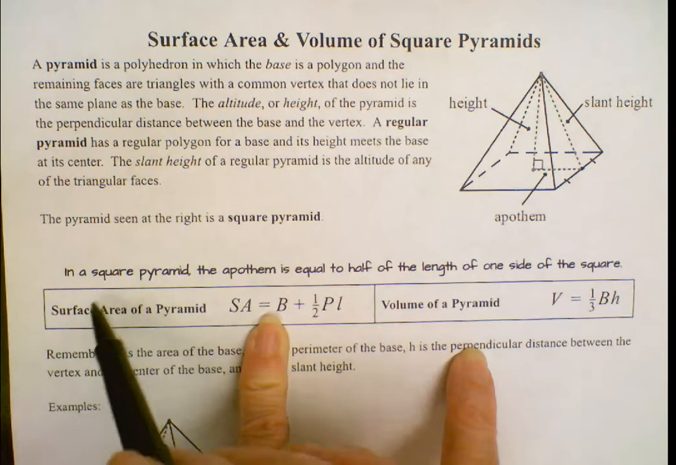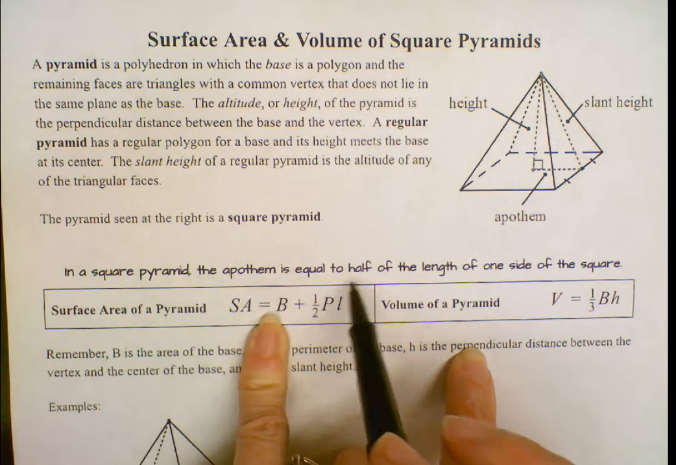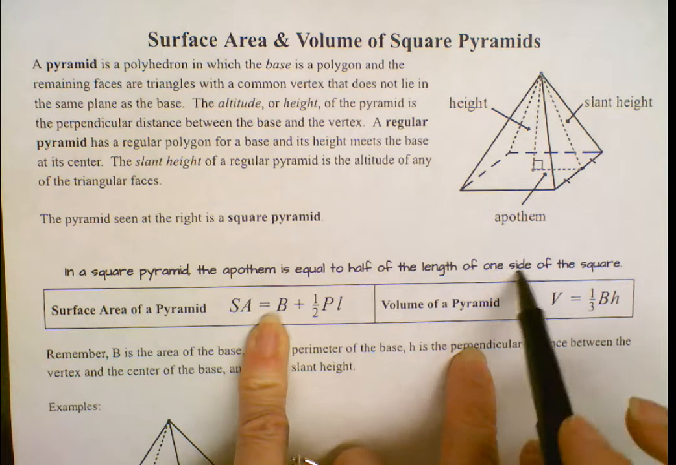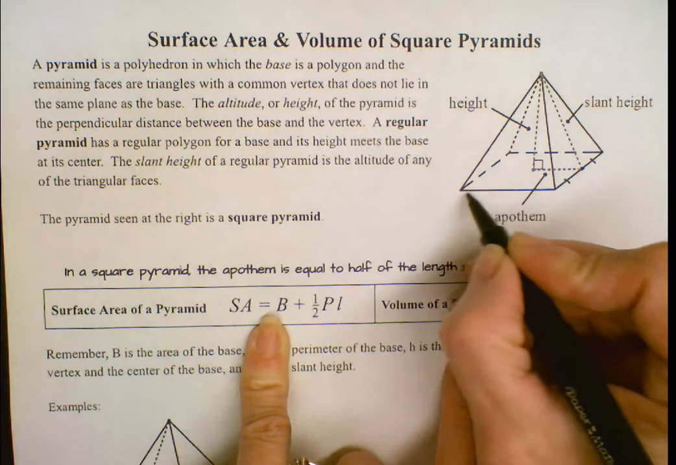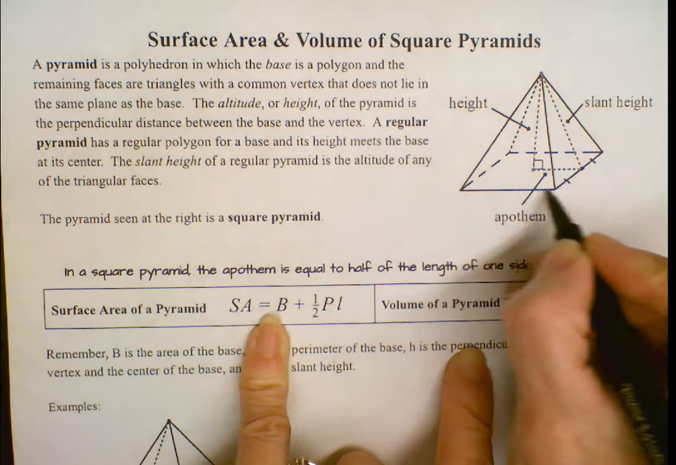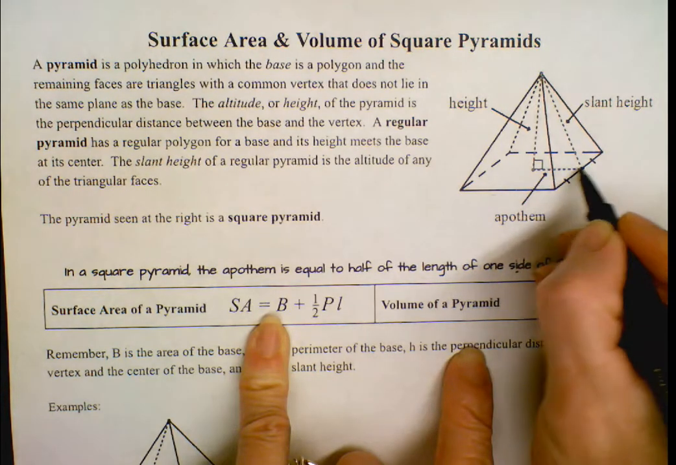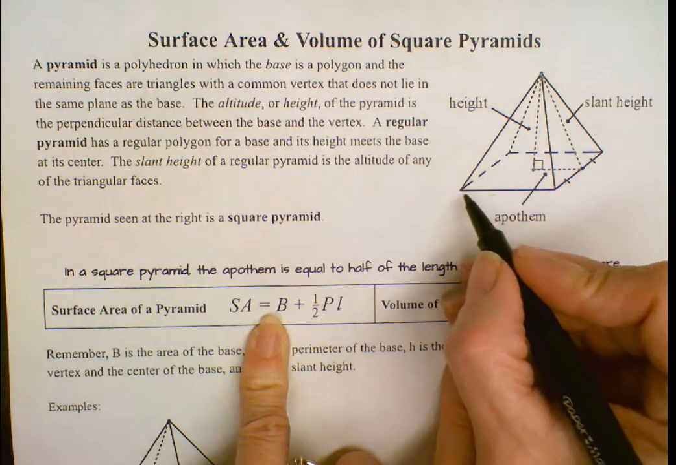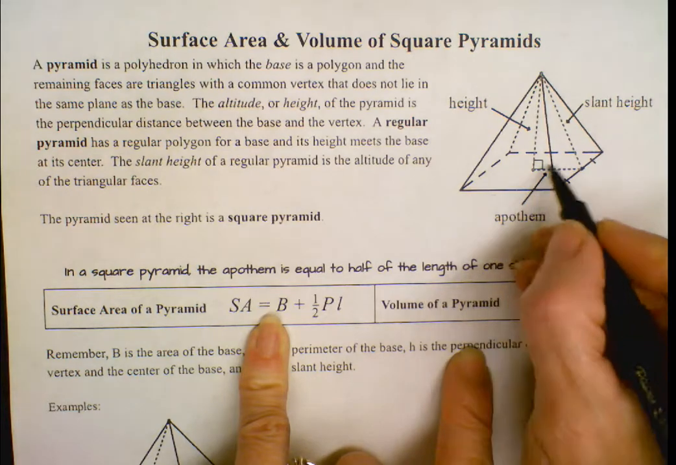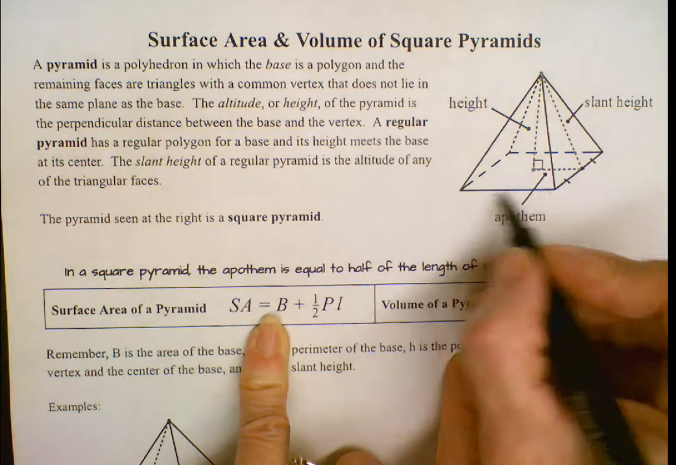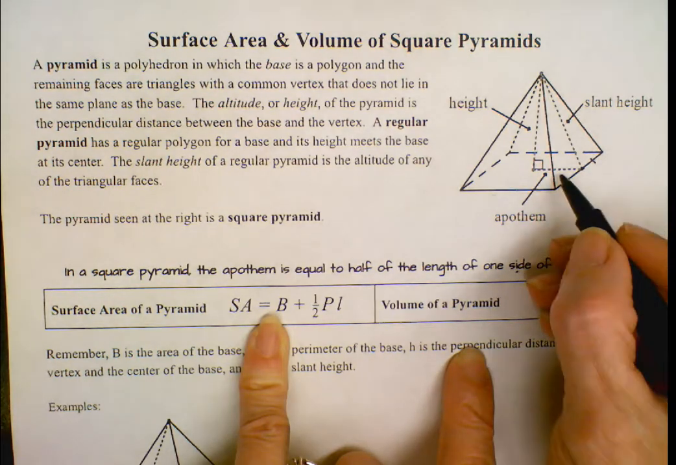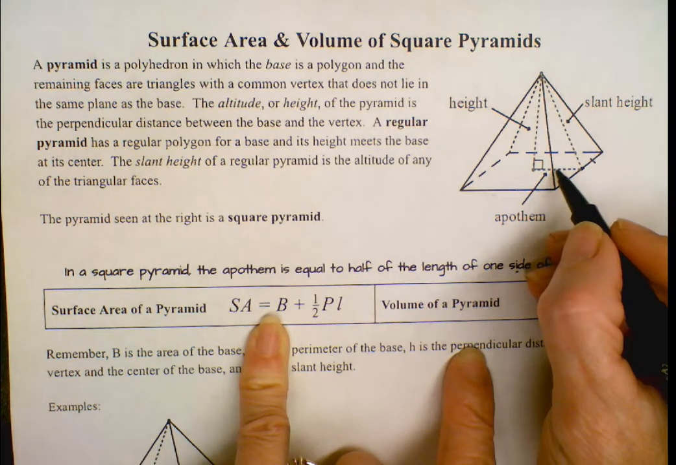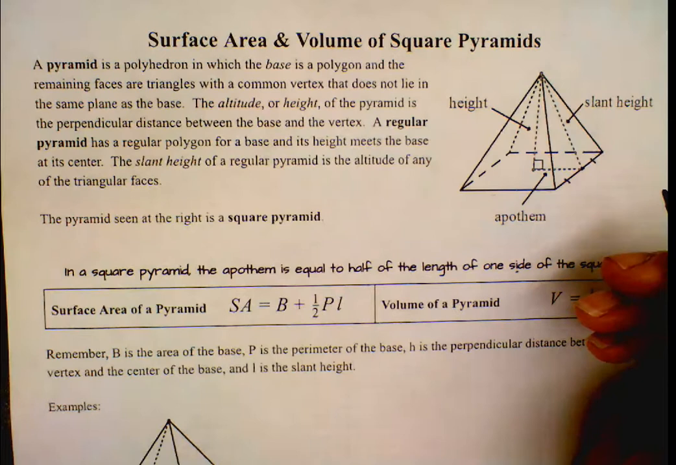Reading on a little further, in a square pyramid, the apothem is equal to half of the length of one side of the square. So if the side of the square here is given, say it's 20 units long, then the apothem will be half of that, or 10 units long. If the side of the square is 8 units long, then the apothem would be half of 8, or 4 units long. So in a square pyramid, the apothem is half as long as one of the sides.